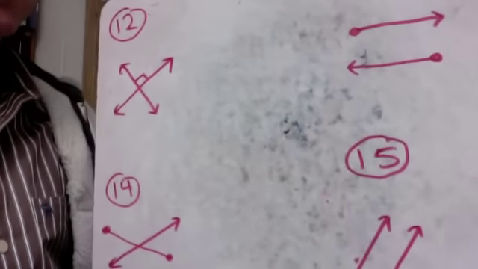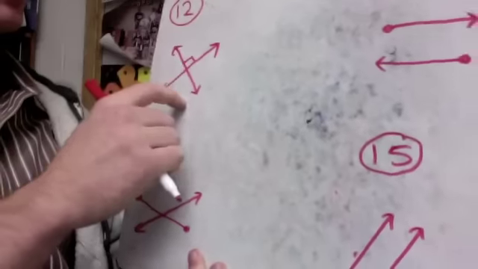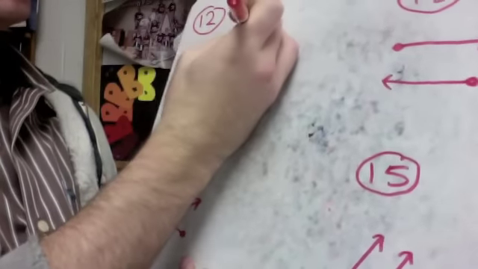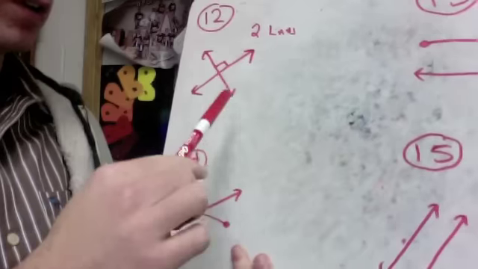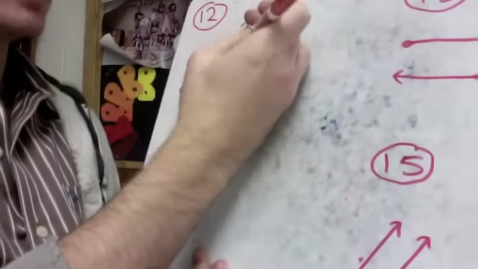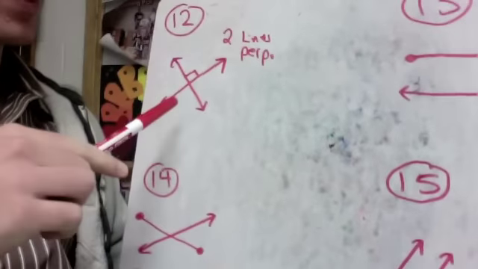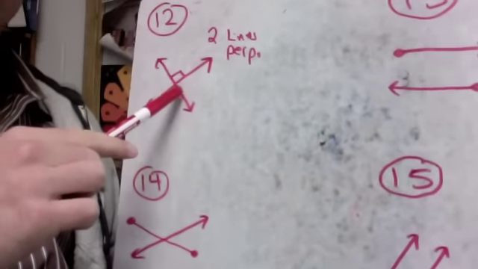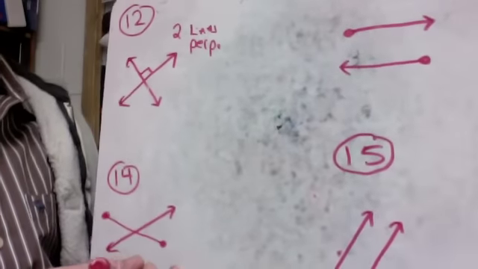All right, we'll start with 12, 13, 14, and 15 with describing what's happening here. Here, we definitely have two lines because we've got two things that just keep going, here and here. And those two lines are perpendicular. They cross at a right angle indicated by this square. We got a square corner, so they're going to be perpendicular.